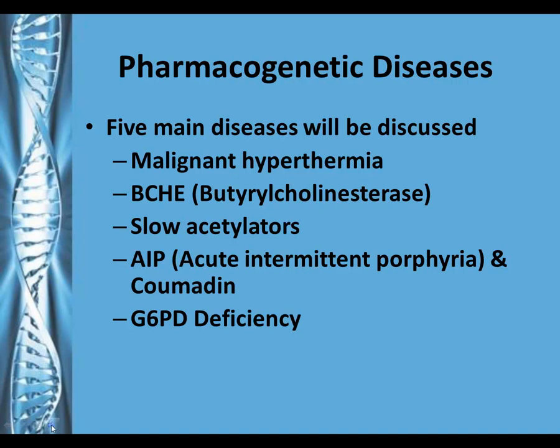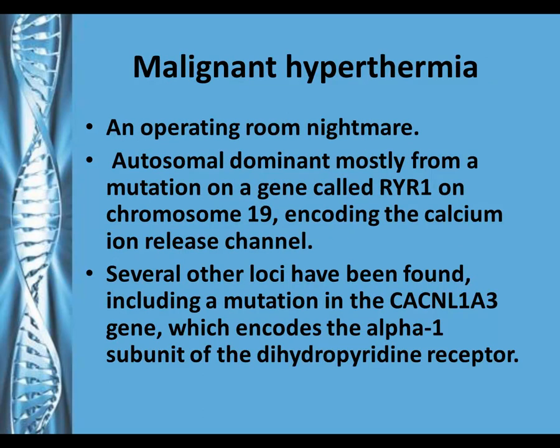Okay, these are the 5 diseases we're going to talk about: malignant hypertension, BCHE, patients who are slow acetylators, acute intermittent porphyria, and response to Coumadin, and what's called the G6PD deficiency. So we'll start with malignant hypertension. This is what is termed an operating nightmare.